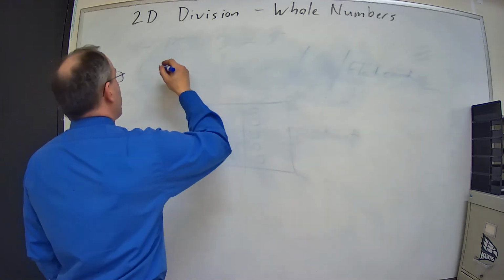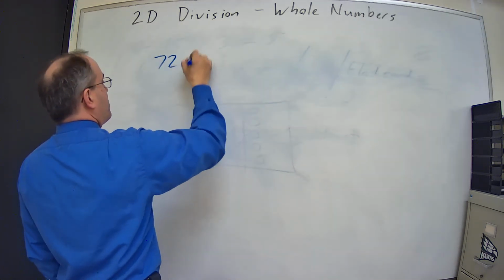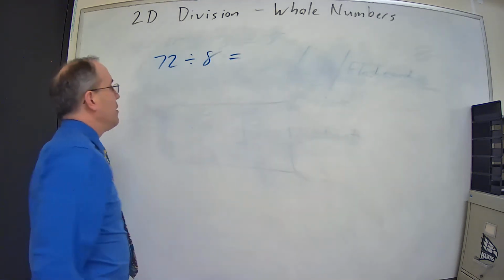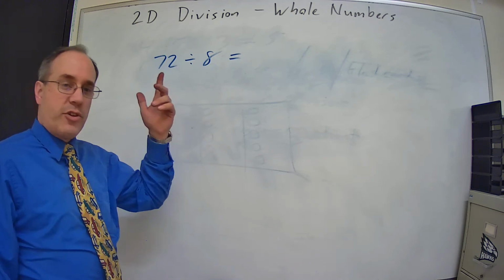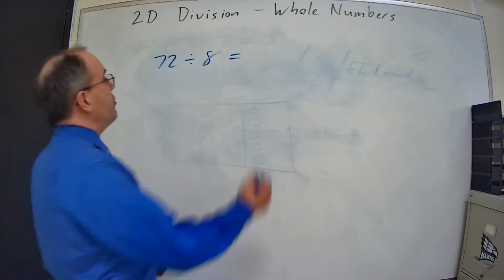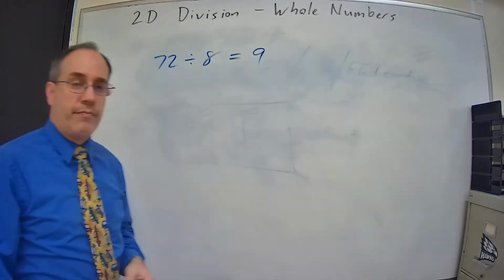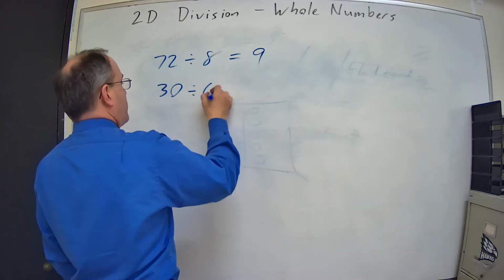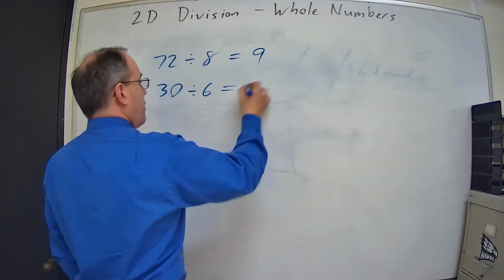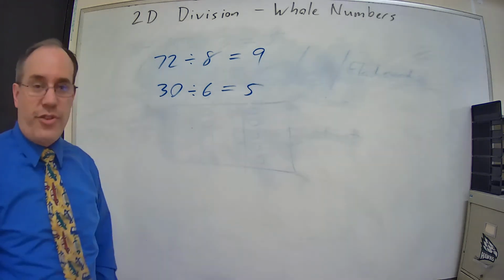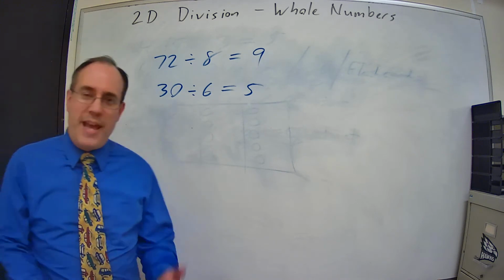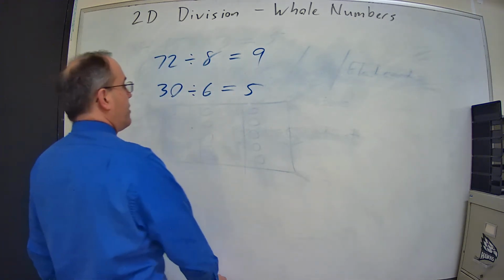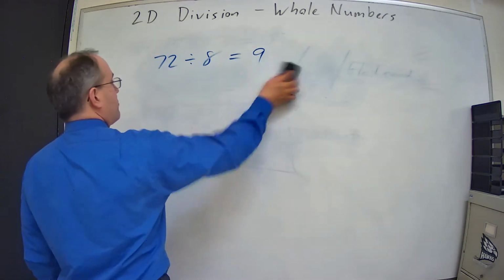If I go 72 divided by 8, then if you remember your math facts, you go, oh, 8 times 9 is 72, and you go 9. 30 divided by 6 is equal to 5, because 5 times 6 is 30. So that's our basic division. But what if we get into things that are a little more complicated?